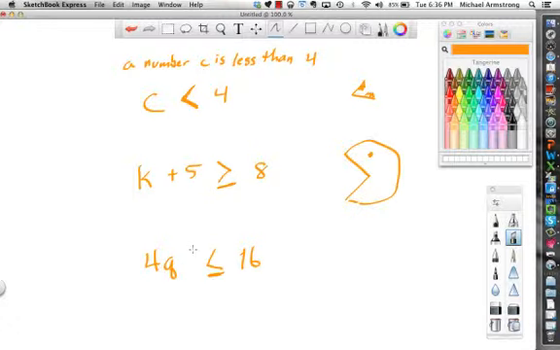Now let's read that again. 4 times a number Q, 4Q, is at most 16. And so that's a tough one. But we know that it's less than or equal to, because the most it can be is 16. So it can't be greater than 16. Okay, I think that makes sense, and I think you're ready to do this lesson.